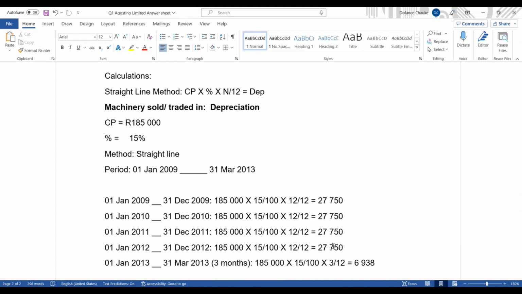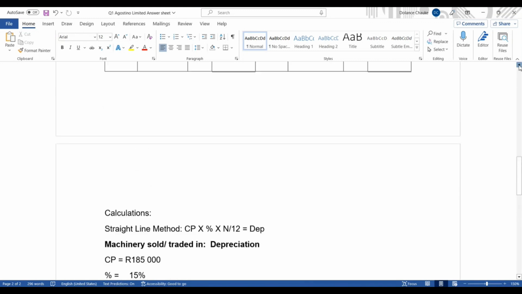Because remember, we had to calculate for 3 months, and 3 months include January for the current year until March. So we won't touch that one of 6938. We're going to only calculate for the previous years. We add them. Am I clear? Yes.